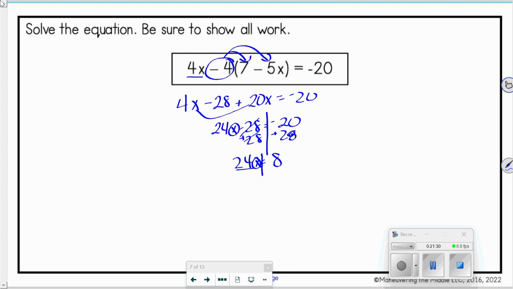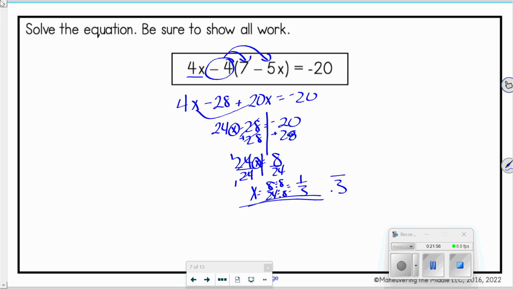Here's my variable still down, so multiplying by 24 is dividing by 24. These go away. X equals 8 over 24. I can divide both those by 8. This is going to give me 1/3. So those of you that went to the decimal, as a decimal it would be 3/10 repeated. Any questions on that one?